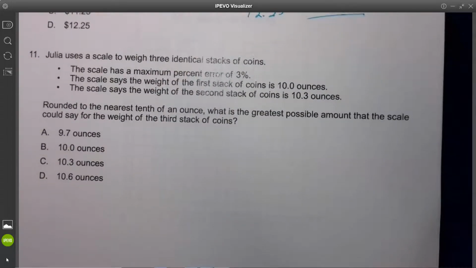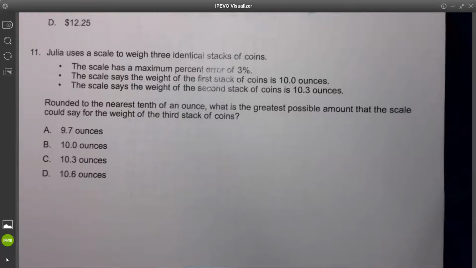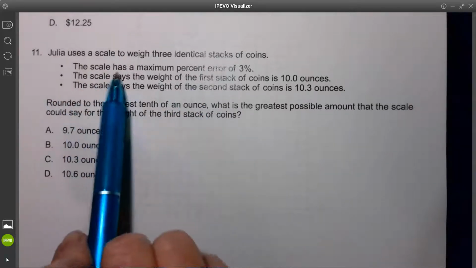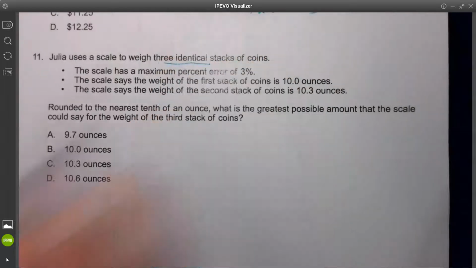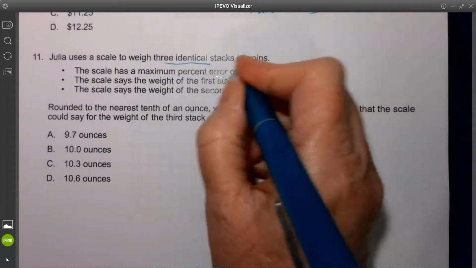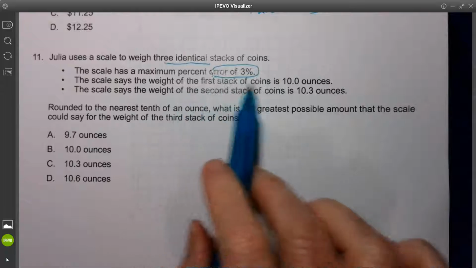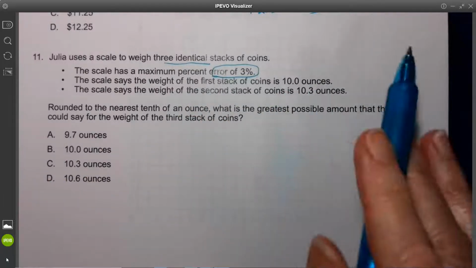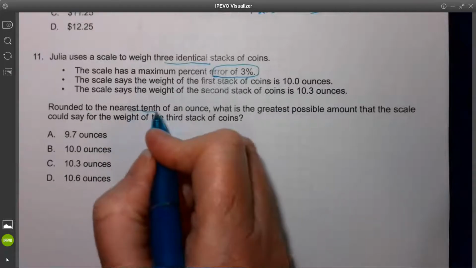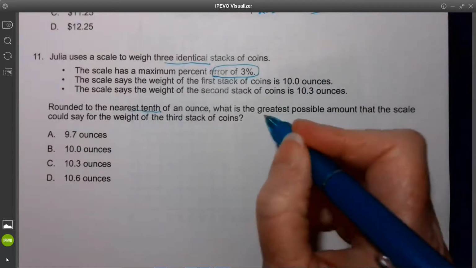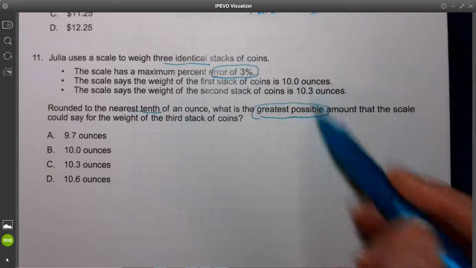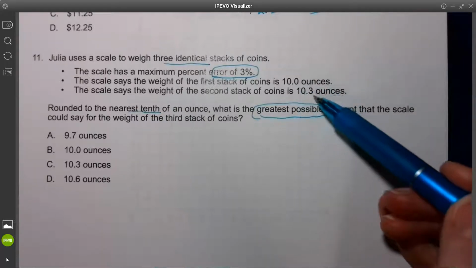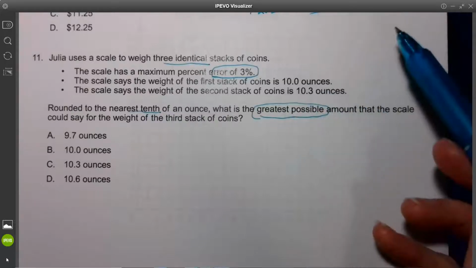Number 11, yes, we could go through mathematical, and I will do that, but we can also just kind of look at this. Hopefully you've read it. If not, pause and read it. So we have 3 identical stacks of coins. And we have a percent error of 3%. The scale says the weight of the first stack is 10. That's a definite. Scale says the second one is 10.3. Okay, that's a definite. Round to the nearest tenth of an ounce, what is the greatest possible amount? So greatest possible amount between these 3 coins. Okay, this one's already going up, so this has to be my lowest value. This so far is the highest, but could I also go one higher?